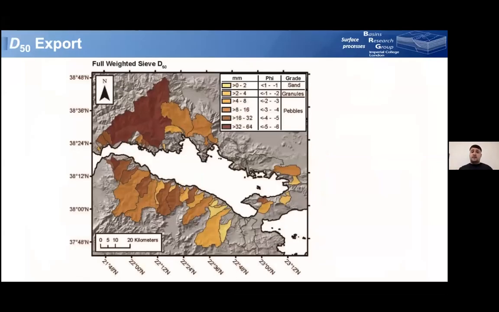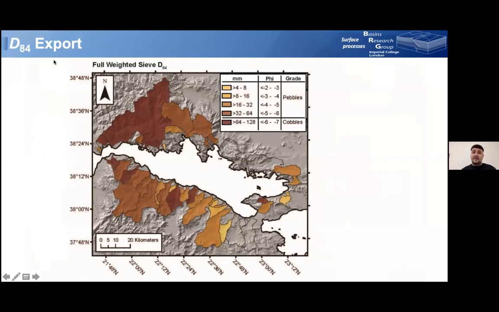But firstly, here's the D50 export map for the Gulf of Corinth, and you can see it ranges from sand to pebbles. In the east, on the south, we've got very fine sands over here. Then we have pebble grade in the center, and then quite coarse again in the very west. This is exacerbated when we look at the D84, the 84th percentile, and we actually can get up to 64 to 128 millimeter size clasts. So they're really quite coarse, especially here in the very west. And then again, we've got finer in the east.